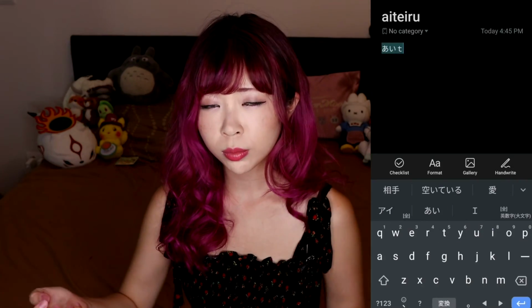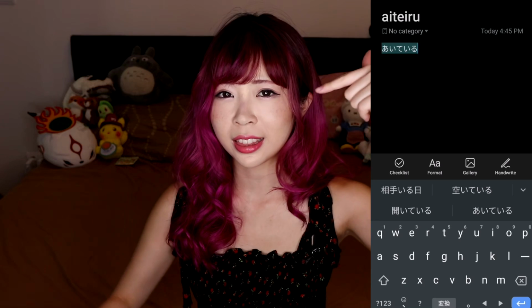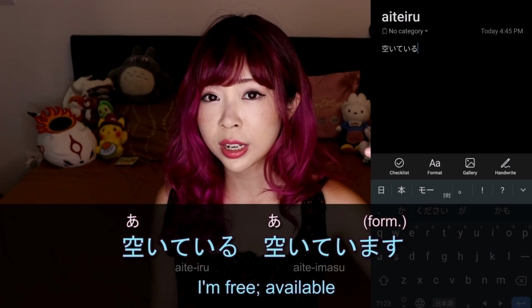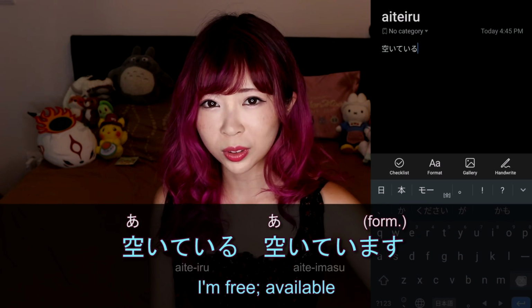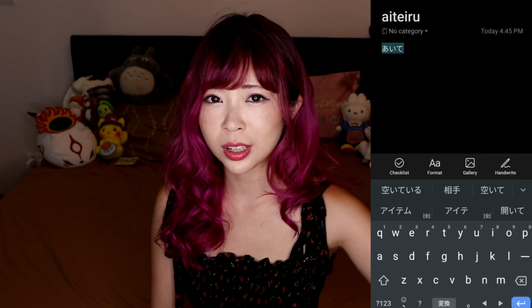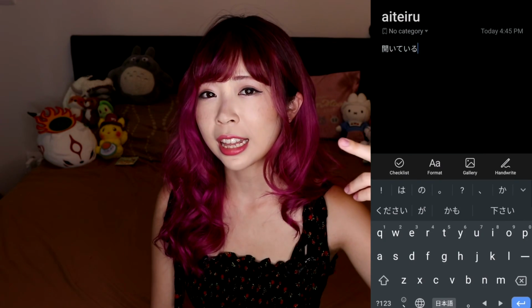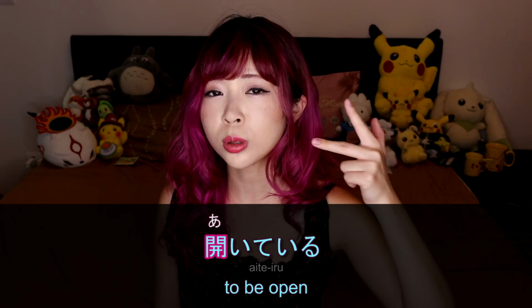But anyway, if you type 空いている, you could get this kanji that means to be free. So that's what we want. But you can also convert 空いている into this kanji, and that means to be open, as in the doors are open.